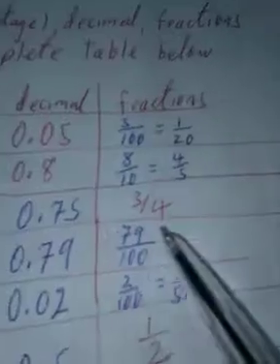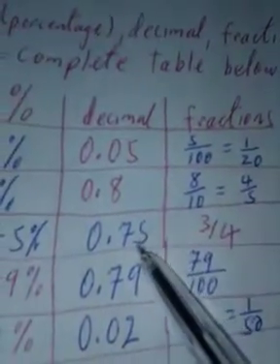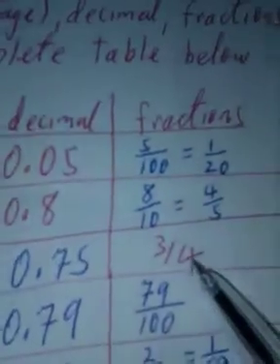How do I change 3/4 into a decimal? That's simply equal to 3 divided by 4. Doing the arithmetic, I get 0.75. Now how do I change this into a percent? I will multiply this by 100.